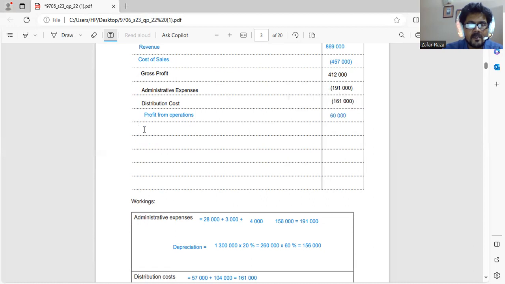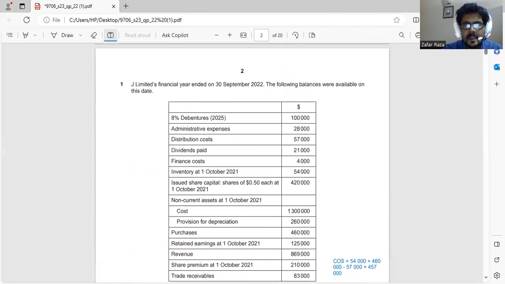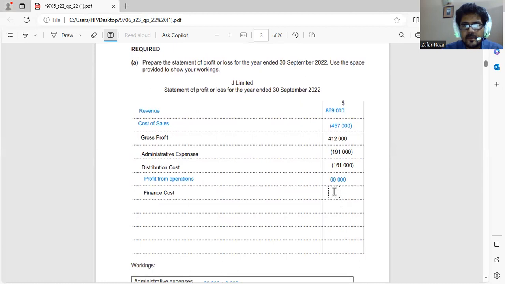What we have to do here? We have to deduct finance cost. Come to finance cost. Finance cost is how much? Again, we have to go to the question to see the finance cost. Finance cost is 8% of debentures, meaning 8% of 100,000 would make it 8,000. So finance cost here is 8,000. Again, put it in a bracket.